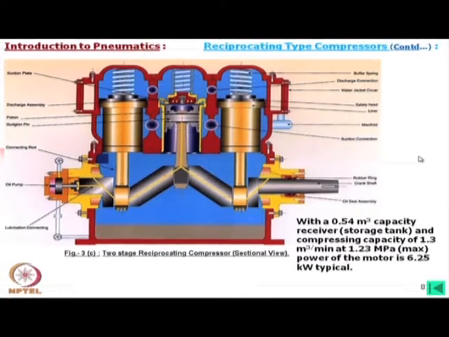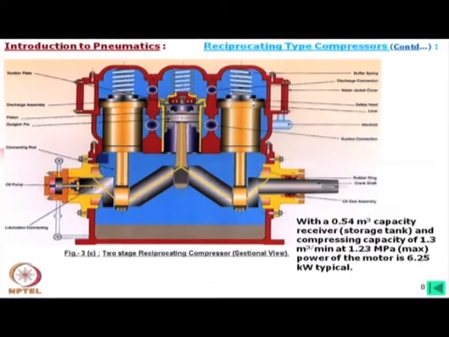And if you look at the capacity, with a 0.54 meter cube reservoir storage tank, you can understand this 0.54 meter cube. So, 1 meter cube is equal to how much? 1000 liter. And here 0.54 means about half of that, around 540 liters of volume, and compressing capacity of 1.3 meter cube per minute. So, this is called compressing capacity, not the flow capacity. We should call it compressing capacity.